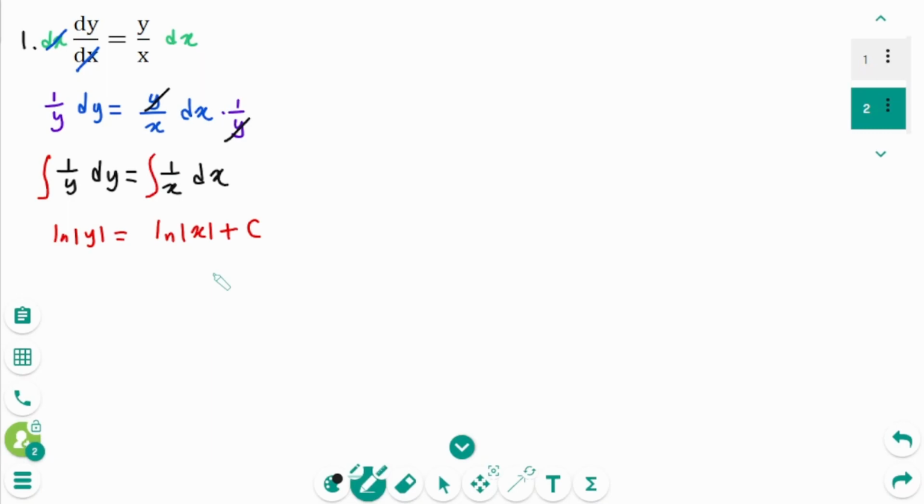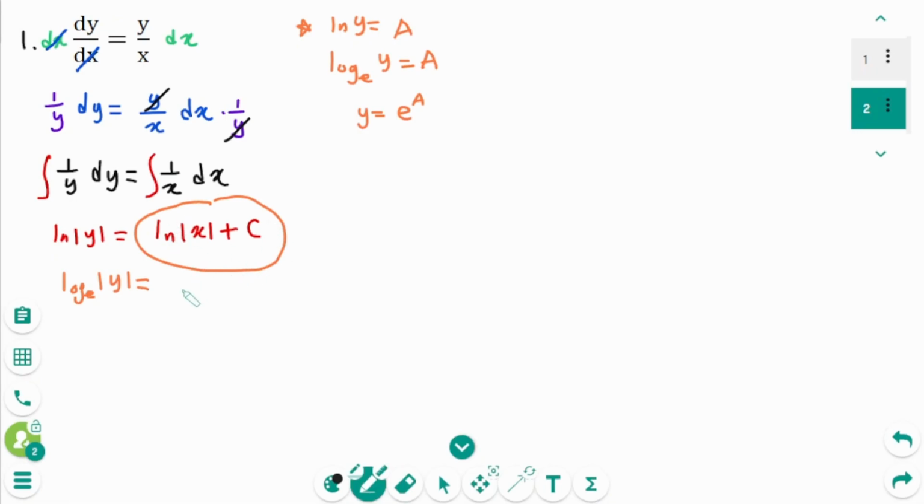Let's think of this part as 1. If ln y equals a, then that means log e of y equals a. Then we can rewrite as y equals e to the power of a. Then back to the original. ln absolute value of y is log e of absolute value of y equals a part, ln absolute value of x plus c. Then we can rewrite as absolute value of y equals e to the power of a part, ln absolute value of x plus c.